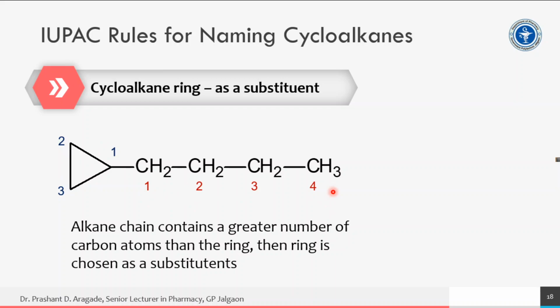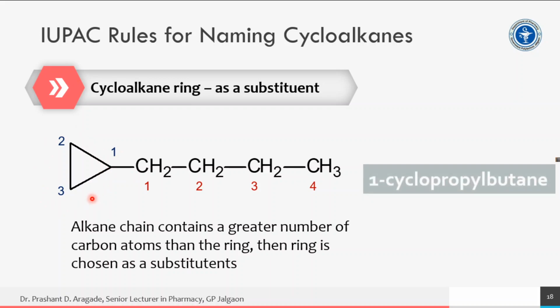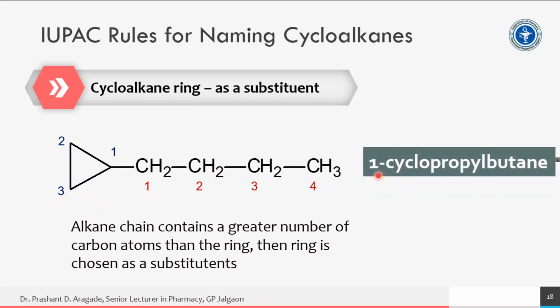So in that case, your cycloalkane ring acts as a substituent and the name is given like that. That is 1-cyclopropylbutane. Why butane? Because the straight chain contains 4 carbon atoms. Cyclopropyl means a cyclopropane ring is attached. Why does it become propyl? By removing one hydrogen atom from the alkane, it becomes an alkyl. So cyclopropyl is a substituent and butane is the name of the longest chain.